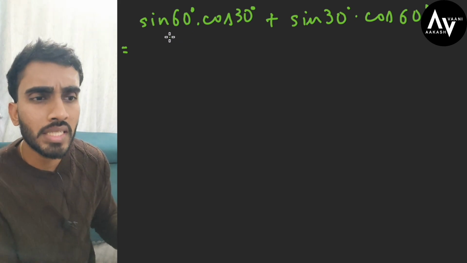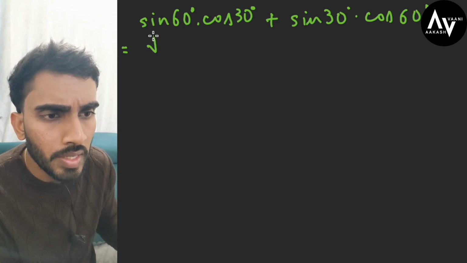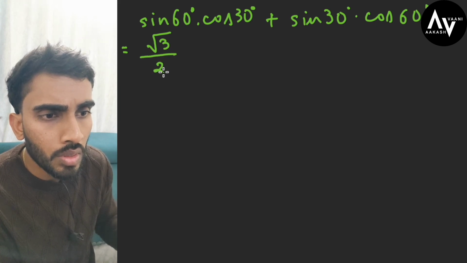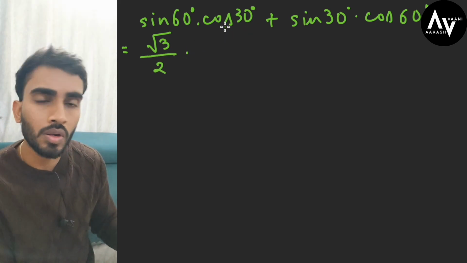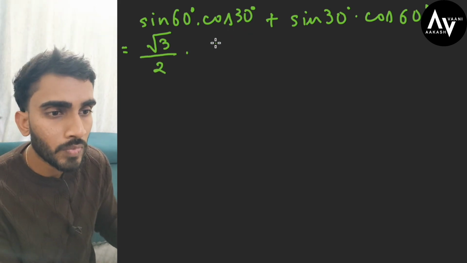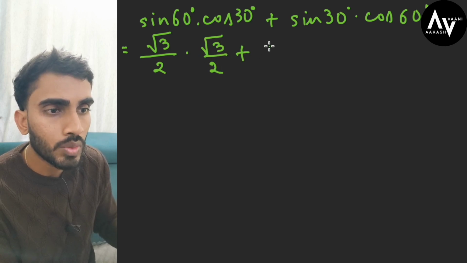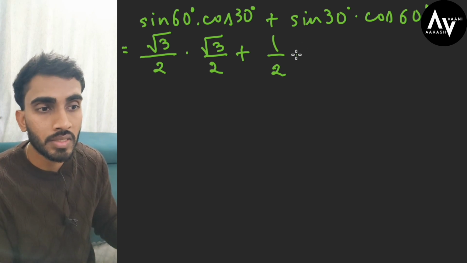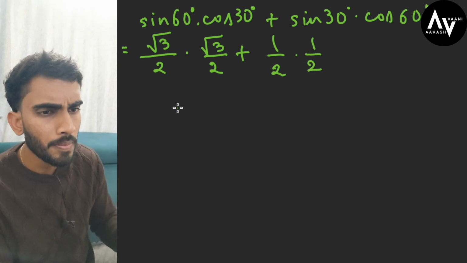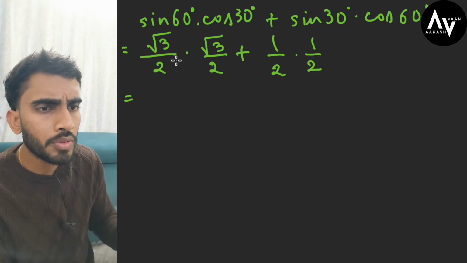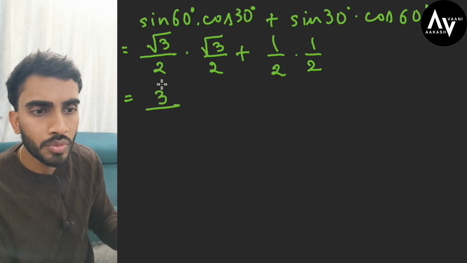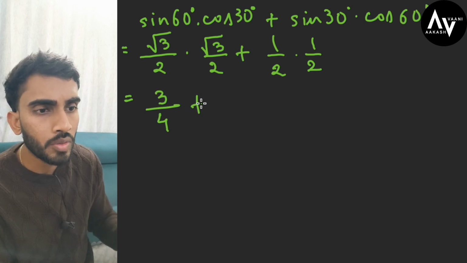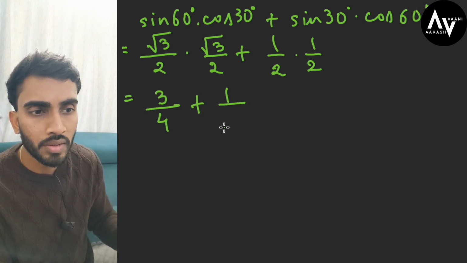So we have sine 60 is equals to root 3 upon 2 into cos 30, which is also the same, that is root 3 upon 2, plus sine 30 is 1 upon 2, and cos 60 is the same as sine 30, so it is also 1 upon 2. When we multiply here root 3 into root 3, we get 3, and 2 into 2 we get 4, plus 1 into 1 we get 1, and 2 into 2 we get 4.